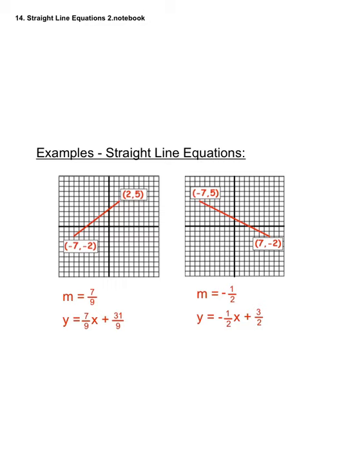Okay, so the solution for line number 1, your gradient is 7 over 9, and your final answer should be y is equal to 7/9 of x plus 31 over 9. And for the second line, you should have that the gradient is negative a half, and y is equal to negative a half x plus 3 over 2.